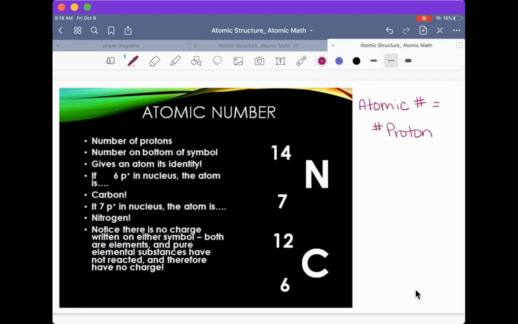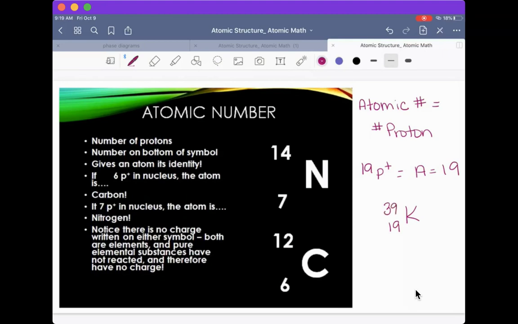Let's take a look at another one. So let's say I had 19 protons in the nucleus, okay? 19 protons. So that is telling me its atomic number is what? Its atomic number is going to be 19. So I find 19 on my periodic table and I get that it is potassium, K. So 19, and its mass number is 39.